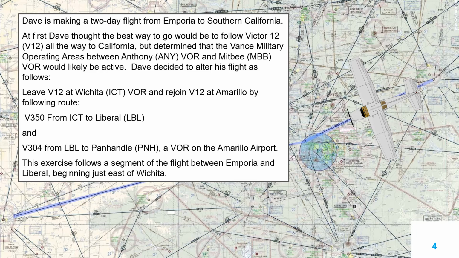Dave decided to alter his flight as follows: to leave Victor 12 at Wichita VOR and rejoin Victor 12 at Amarillo by the following route. Take Victor 350 from Wichita to Liberal, and then take Victor 304 from Liberal to Panhandle, a VOR on the Amarillo Airport. This exercise follows a segment of the flight between Emporia and Liberal, beginning just east of Wichita.